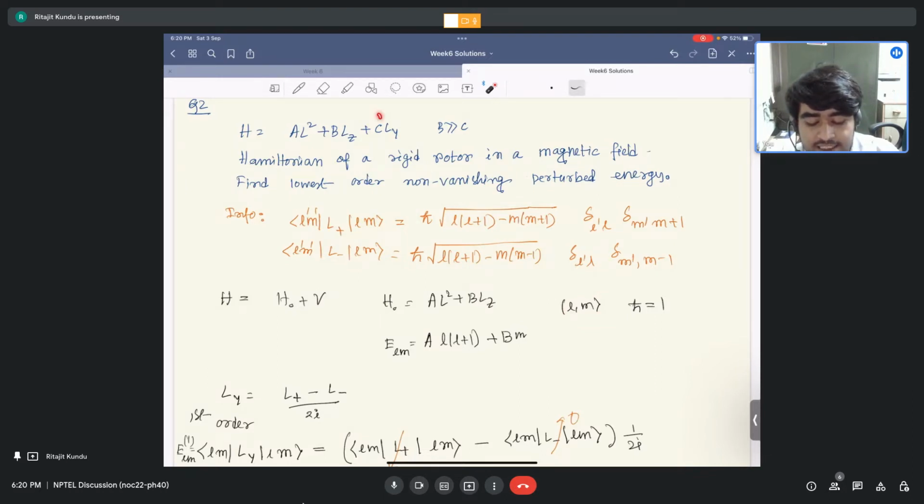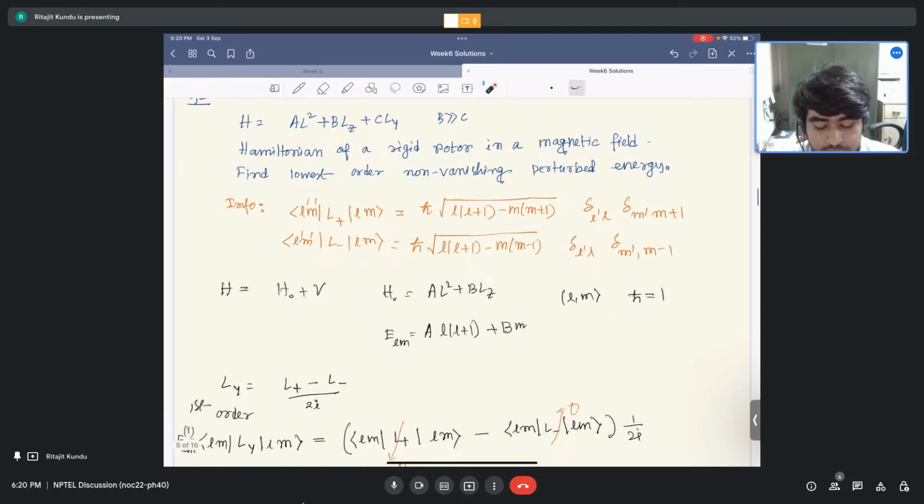Now there is an additional part which is given by C L_y, where the perturbation assumption is that B is much larger than C. So C is some kind of magnetic field which we have applied, and this is our total Hamiltonian. So first of all, let us segregate our H0 and V. H0 will be only this part.